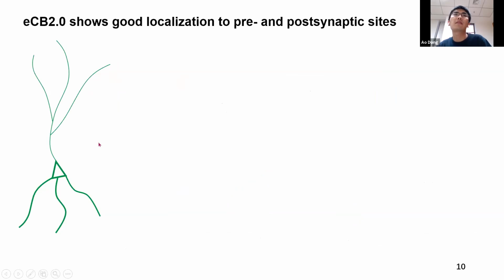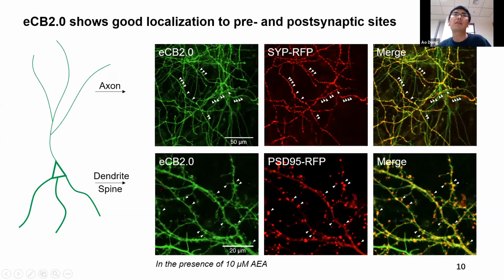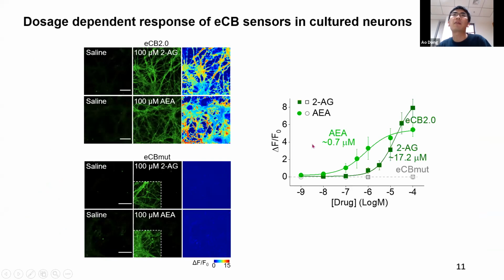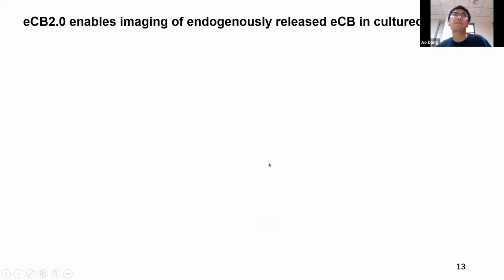In neurons, the sensor traffics well to both axons and dendrites and even spines, so the sensor is able to report eCB signals throughout the neural membrane. And similar to HEK cells, the sensor can respond to AEA and 2-AG in a concentration-dependent manner in cultured neurons, and the eCB mutant sensor shows no response at all concentrations we tested.